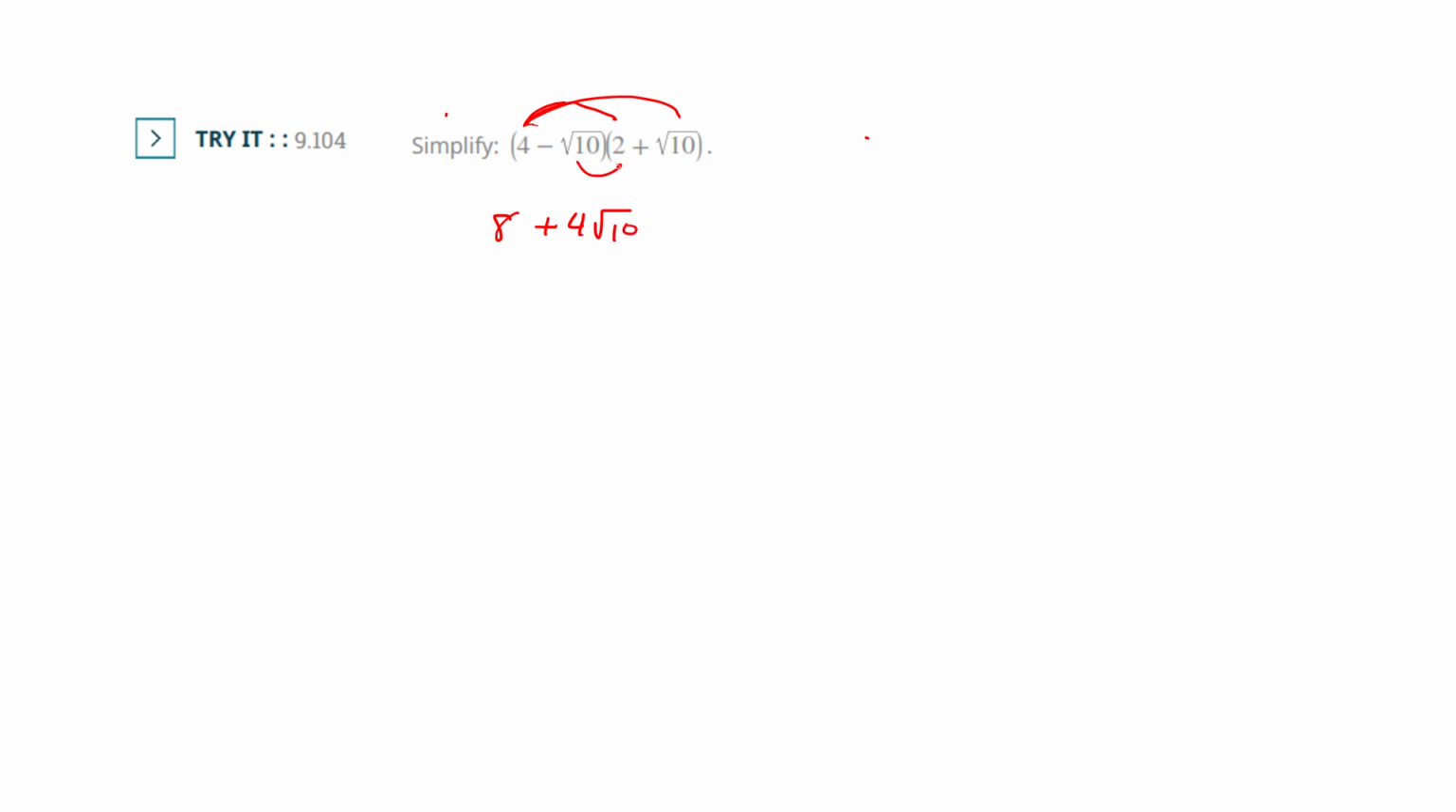Now I'm going to go here and there. So a square root of 10 times the square root of 10 is just negative 10, because the minus is coming along. Square root of 10 times, so it's like minus square root of 10 and plus square root of 10 makes negative 10. Combining my like terms, 8 and negative 10 makes negative 2. This makes 2 square roots of 10.